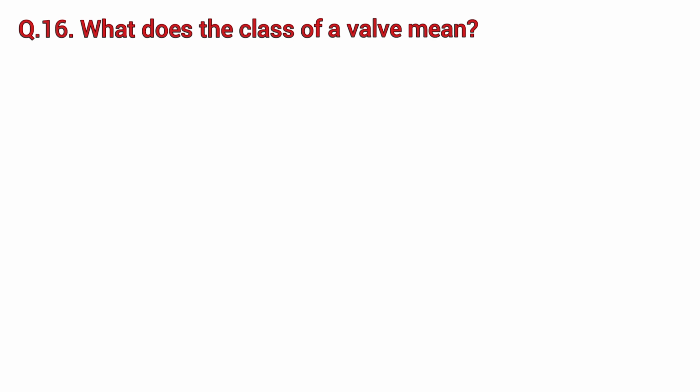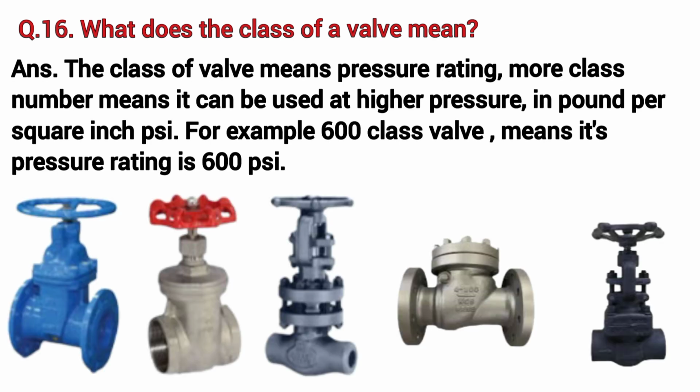What does the class of a valve mean? The class of valve means pressure rating. More class number means it can be used at higher pressure in pounds per square inch, psi. For example, 600 class valve means its pressure rating is 600 psi.